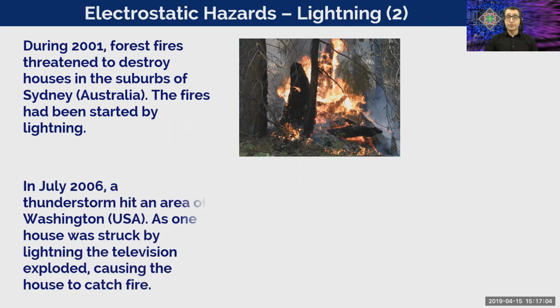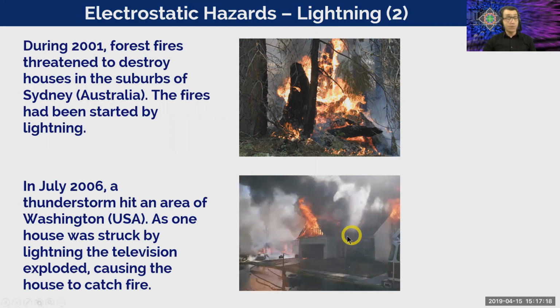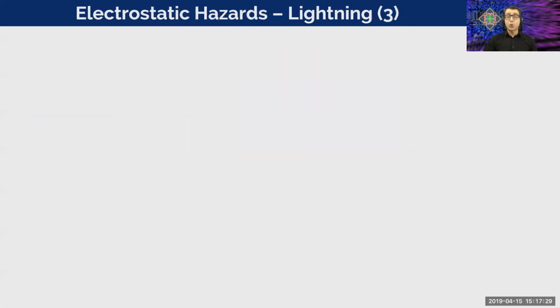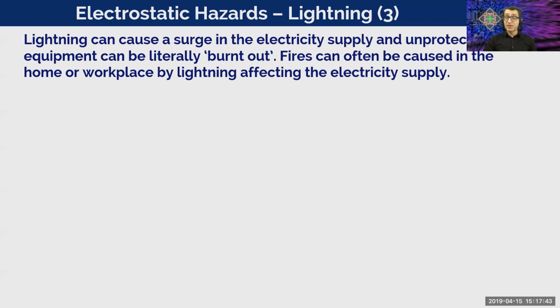Now, in July of 2006, a thunderstorm hit an area of Washington in the US, and as one house was struck by lightning, the television exploded, which caused the house to catch fire. And this is actually quite a common event, unfortunately, when houses are struck by lightning, if those houses are not properly protected by the kinds of measures that we'll see shortly. Lightning can cause a surge in the electricity supply, and unprotected equipment plugged into the mains of these houses can then be literally burnt out, and fires can be caused in the home due to that, which can obviously be incredibly damaging.